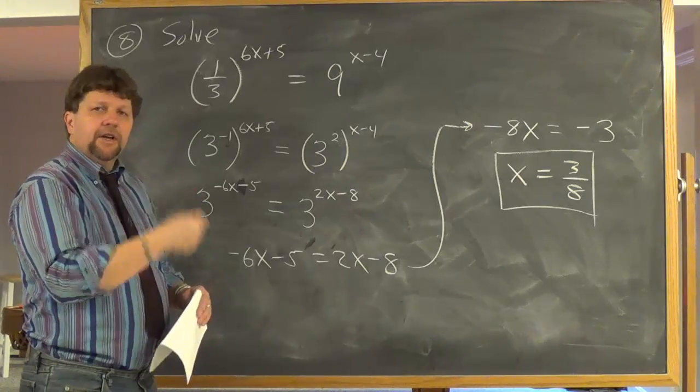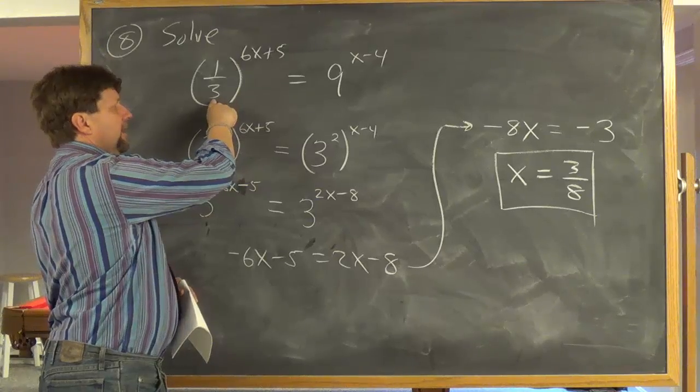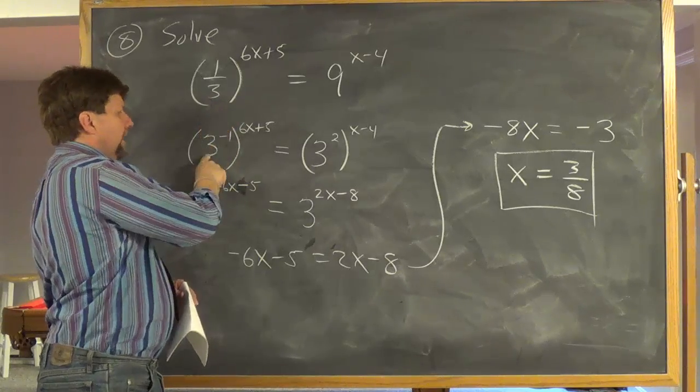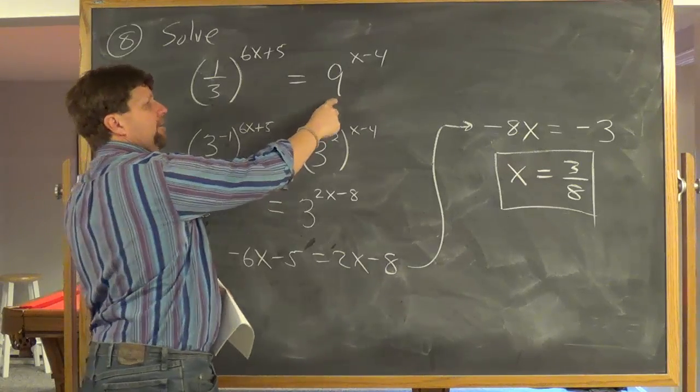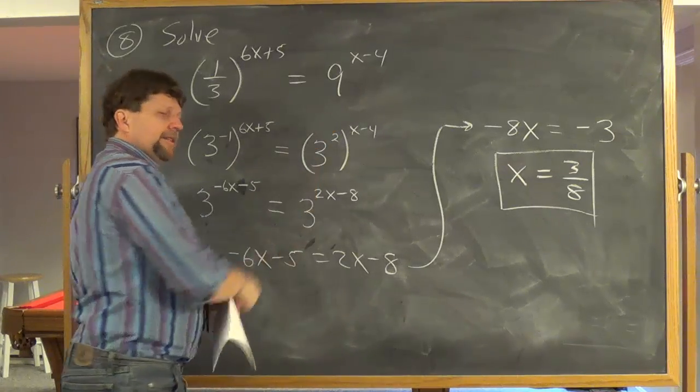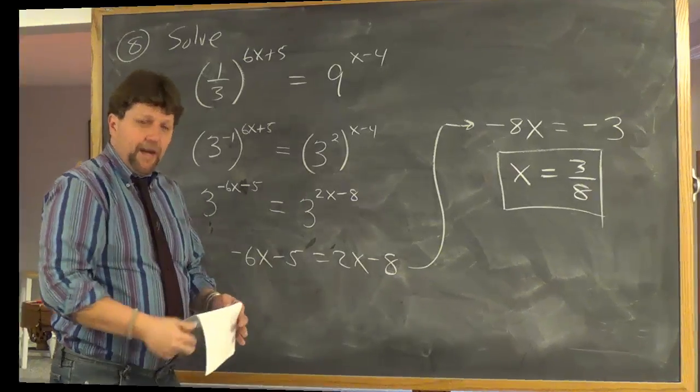So again, the key to solving this equation was I had the ability to rewrite this base, or this 1/3, as an exponent with a base of 3, and I had the ability to rewrite the 9 as something with a base of 3. That's it for number 8.